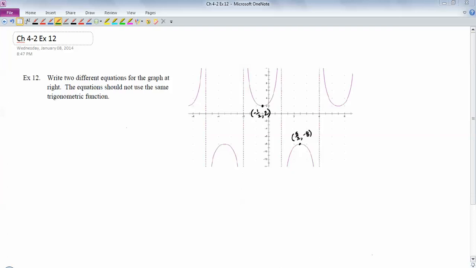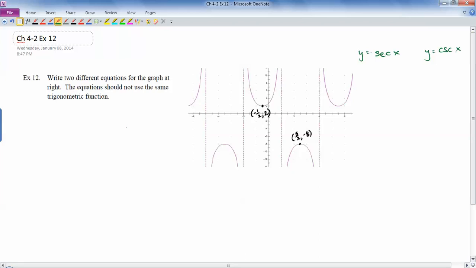Okay, so in this problem, we want to look at example 12 from the chapter 4-2 example handout, not the homework handout. In this problem, you're supposed to try to come up with two different equations for this graph using different trig functions. And this graph should look like either y equals secant x, or y equals cosecant x, but shifted around a bit.